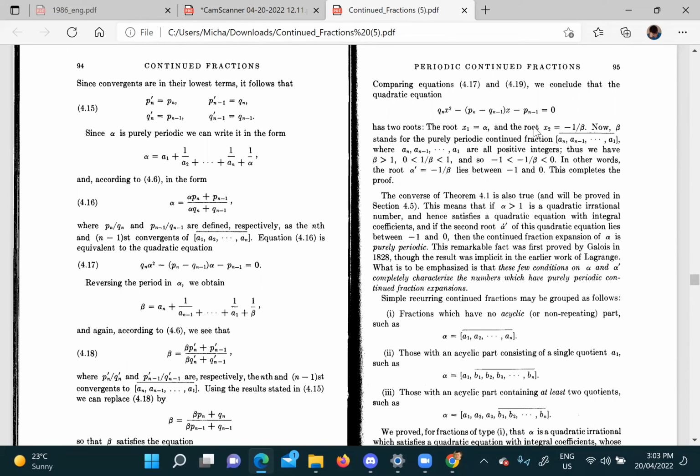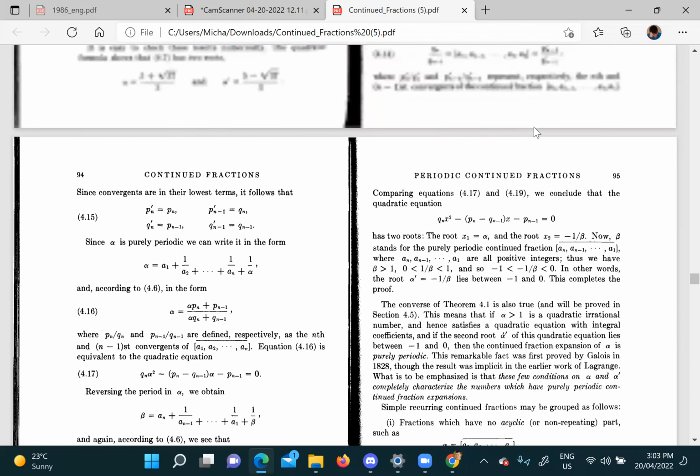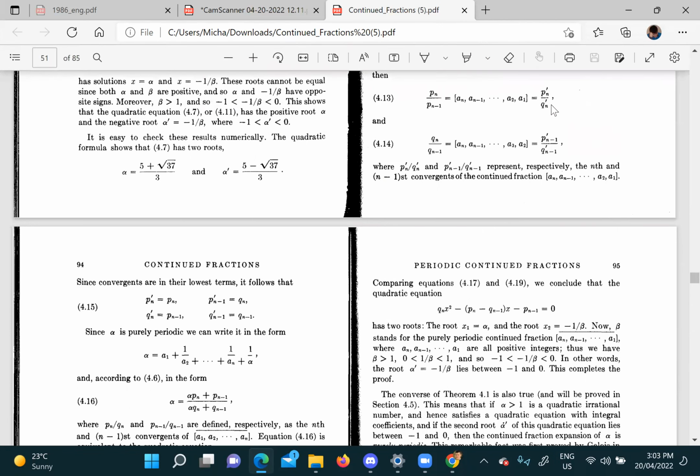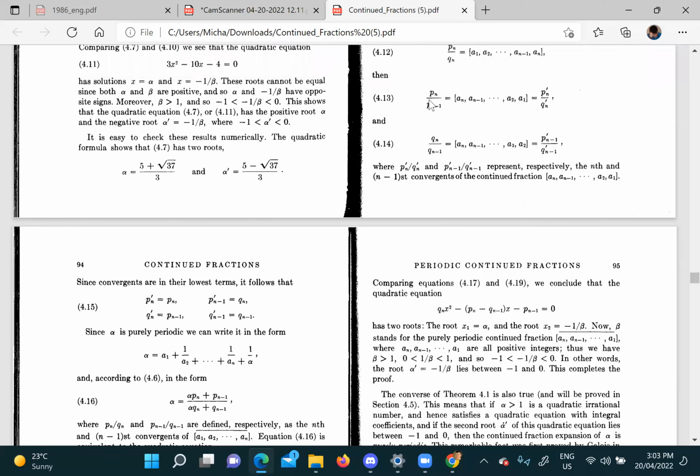Since convergents are in their lowest terms, it follows that... Okay, let's see if that's true. So if we look at these, Pn on Pn minus 1 equals Pn prime on Qn prime. Do we know that Pn on Pn minus 1 is in the lowest terms? Yes, convergents are co-prime, by induction. They have to be co-prime.